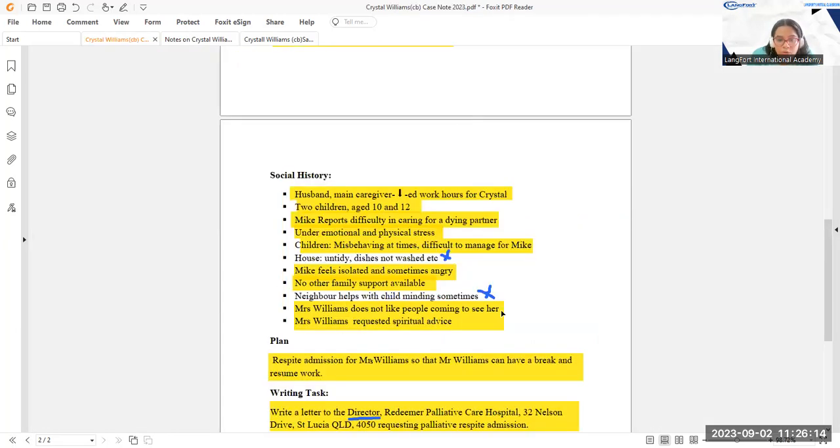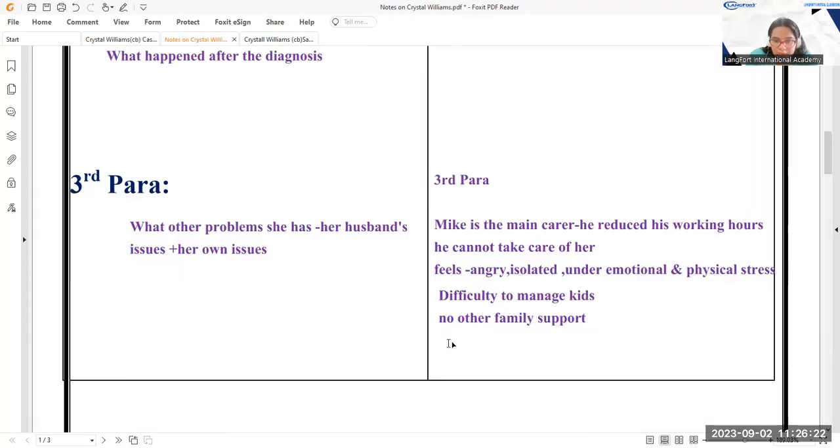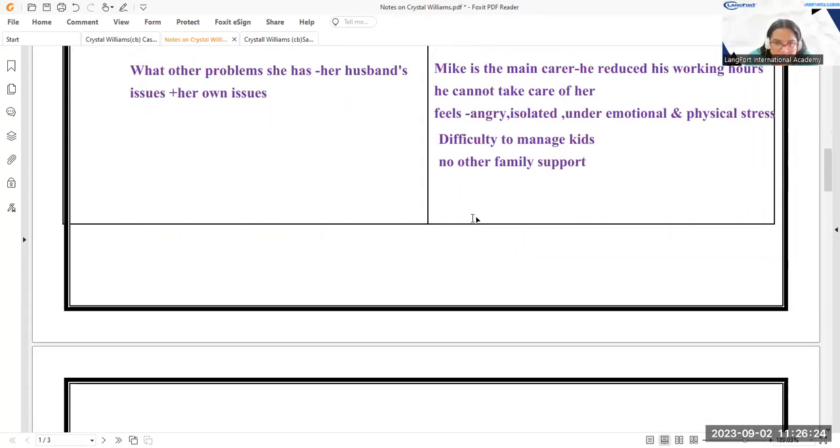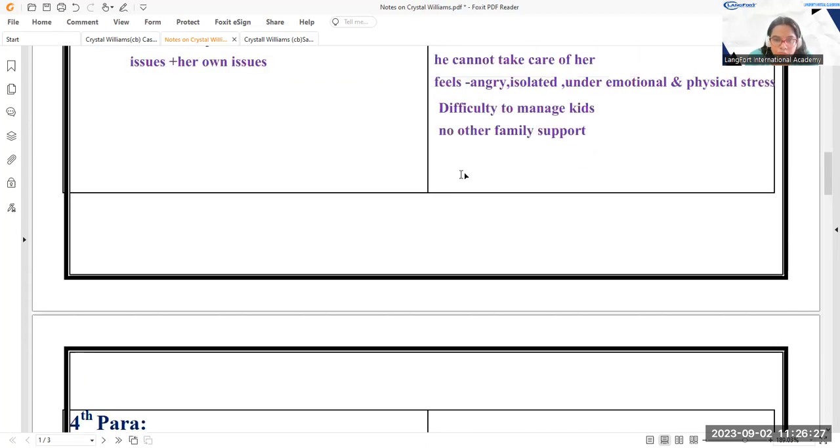Now about her. What is her problem? She does not like visitors. She requested spiritual advice. So you can say that in this paragraph, or you can say it in the fourth paragraph. It's up to you. So I'm just adding it here itself. Mrs. Williams does not like visitors. Hate is a strong word. Plus she requested spiritual advice.